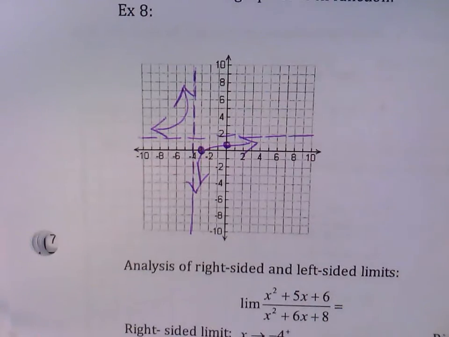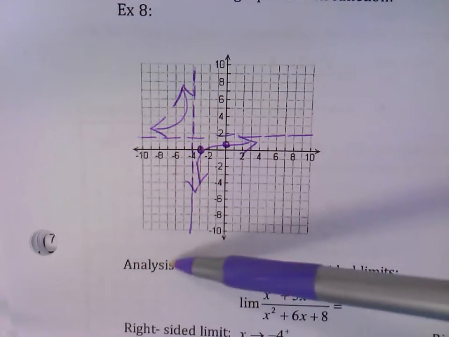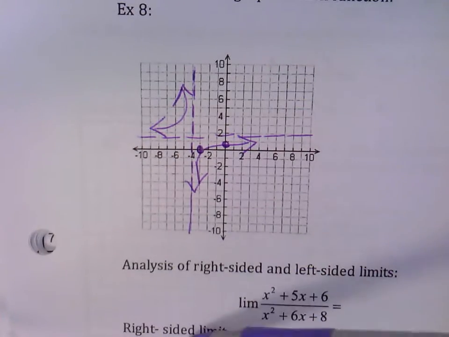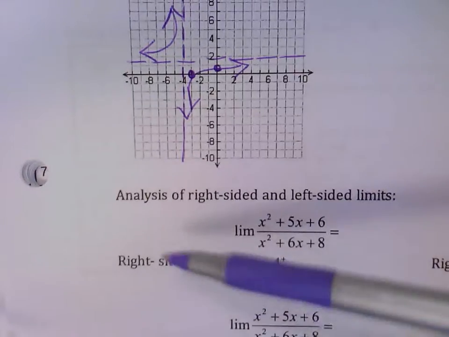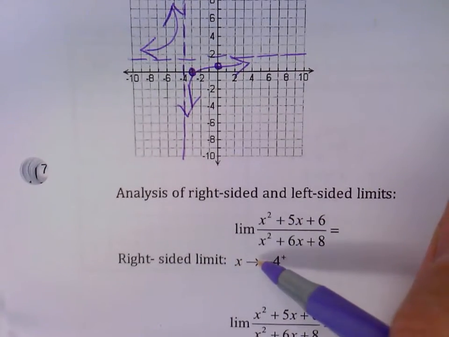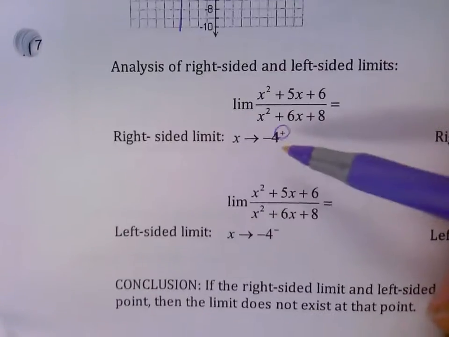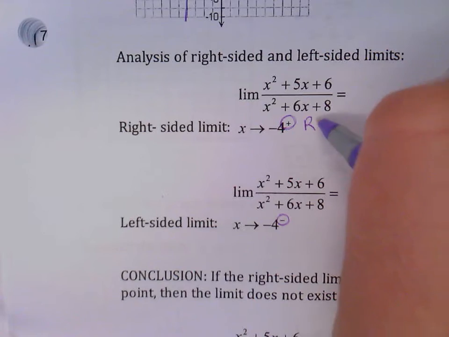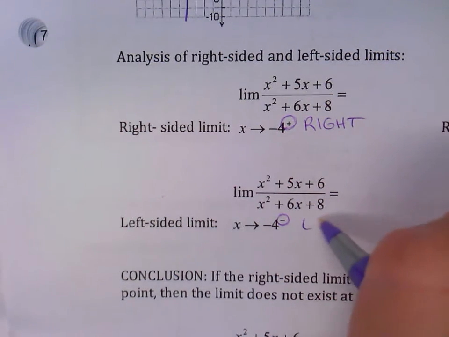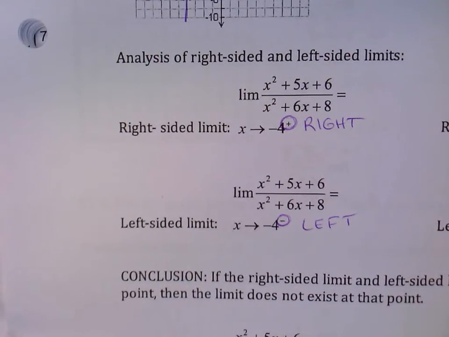So it says, let's do an analysis down underneath here. It says, do an analysis of the right and left-sided limits. So this is a different notation. You see how it says x is approaching -4 from the plus? And then on this one it says x is approaching -4 from the minus. That means from the right or from the left. So if there's that superscript plus or minus, that's important notation.